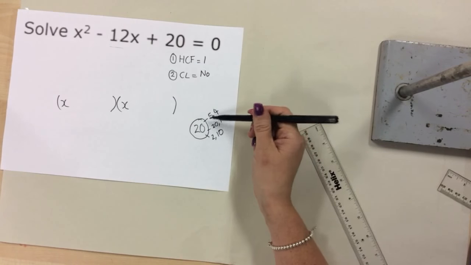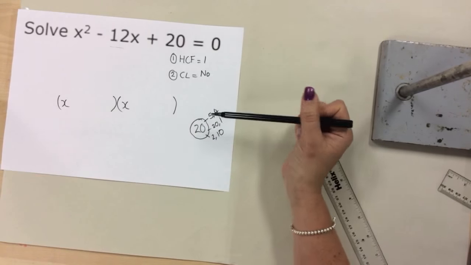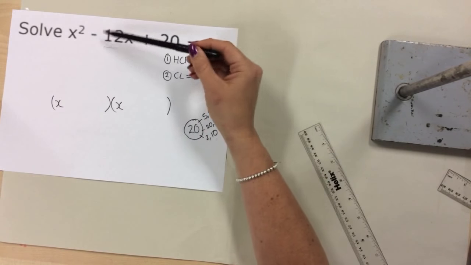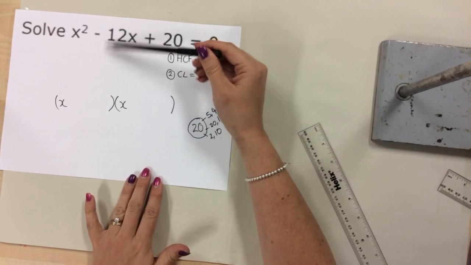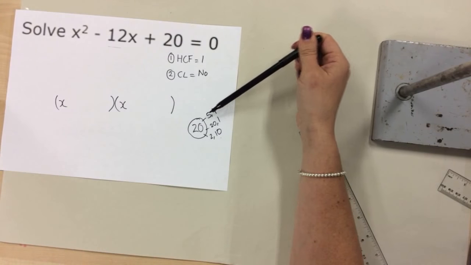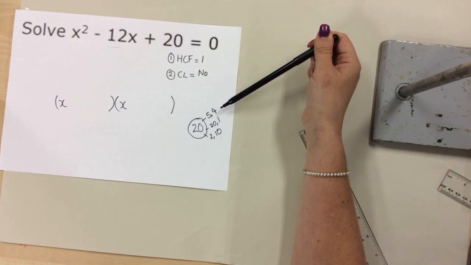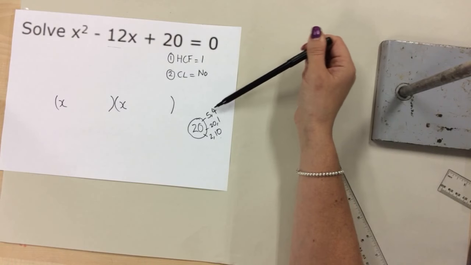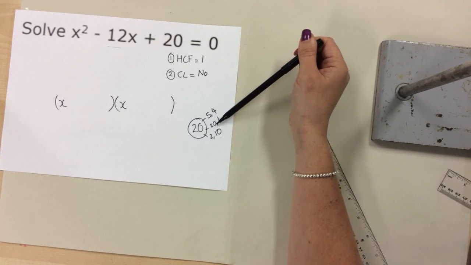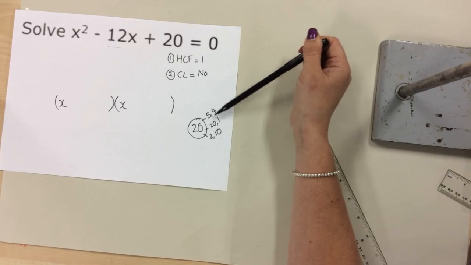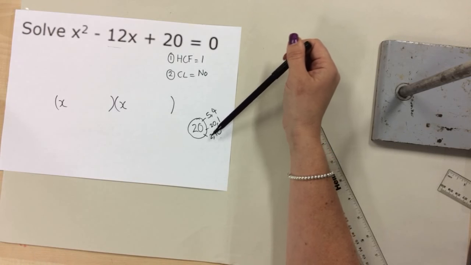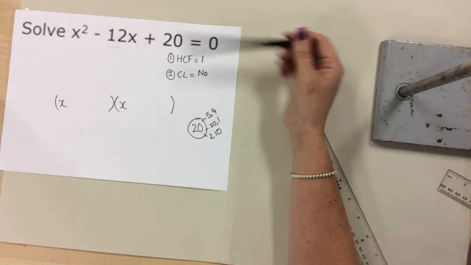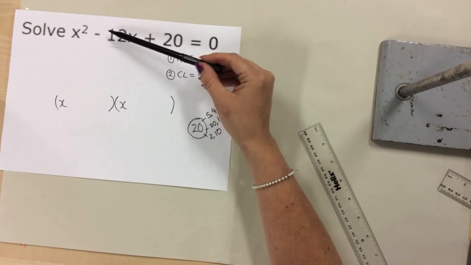So I know that one of these pairs is going to go in these brackets here, but which one? Well, this is where we look at the middle number, okay? And I want to get to 12. So which one of these pairs can I either add or subtract to get to 12? Well, 5 and 4, I can't really see any way to get to 12 with those. 20 and 1, again, I can't really see any way to get to 12 with those. 2 and 10, I can definitely get to 12 with those. But it's not positive 12, it's negative 12.